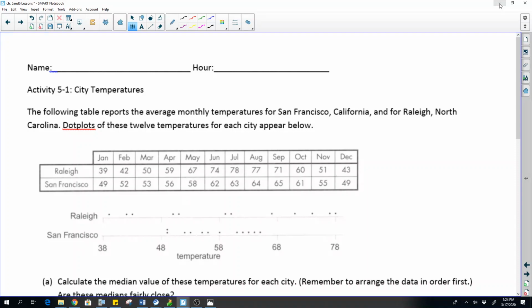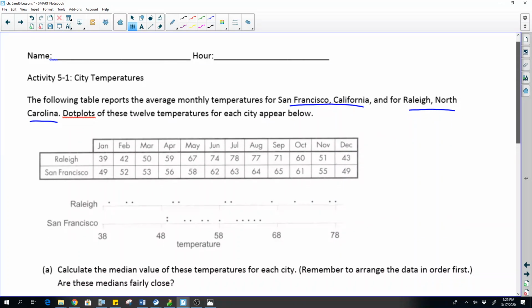So helping you with Activity 5-1, city temperatures, kind of guiding you through this to make sure you know what you're doing. The following table reports the average monthly temperatures for San Francisco, California. I've been there. It's pretty cold. It's pretty awesome. Never been to Raleigh, North Carolina. Is that how you say it? Raleigh, North Carolina.